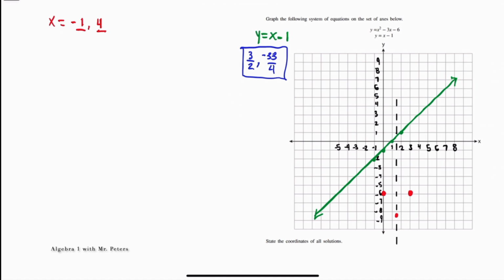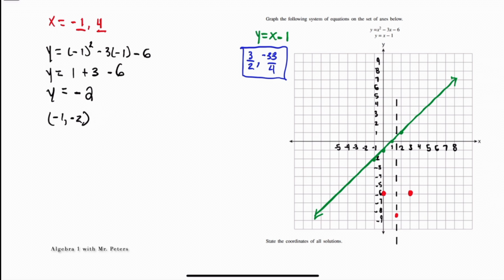So let's plug this in and simplify. So we have y is equal to -1 squared minus 3 times -1 minus 6. So y is equal to 1 plus 3 minus 6. So we're going to get y is equal to -2. So we know that when x is -1, the y value is going to be -2. And the same thing for when x is 4, the y value is going to be -2. So these are the next 2 points that we could plot on our graph.